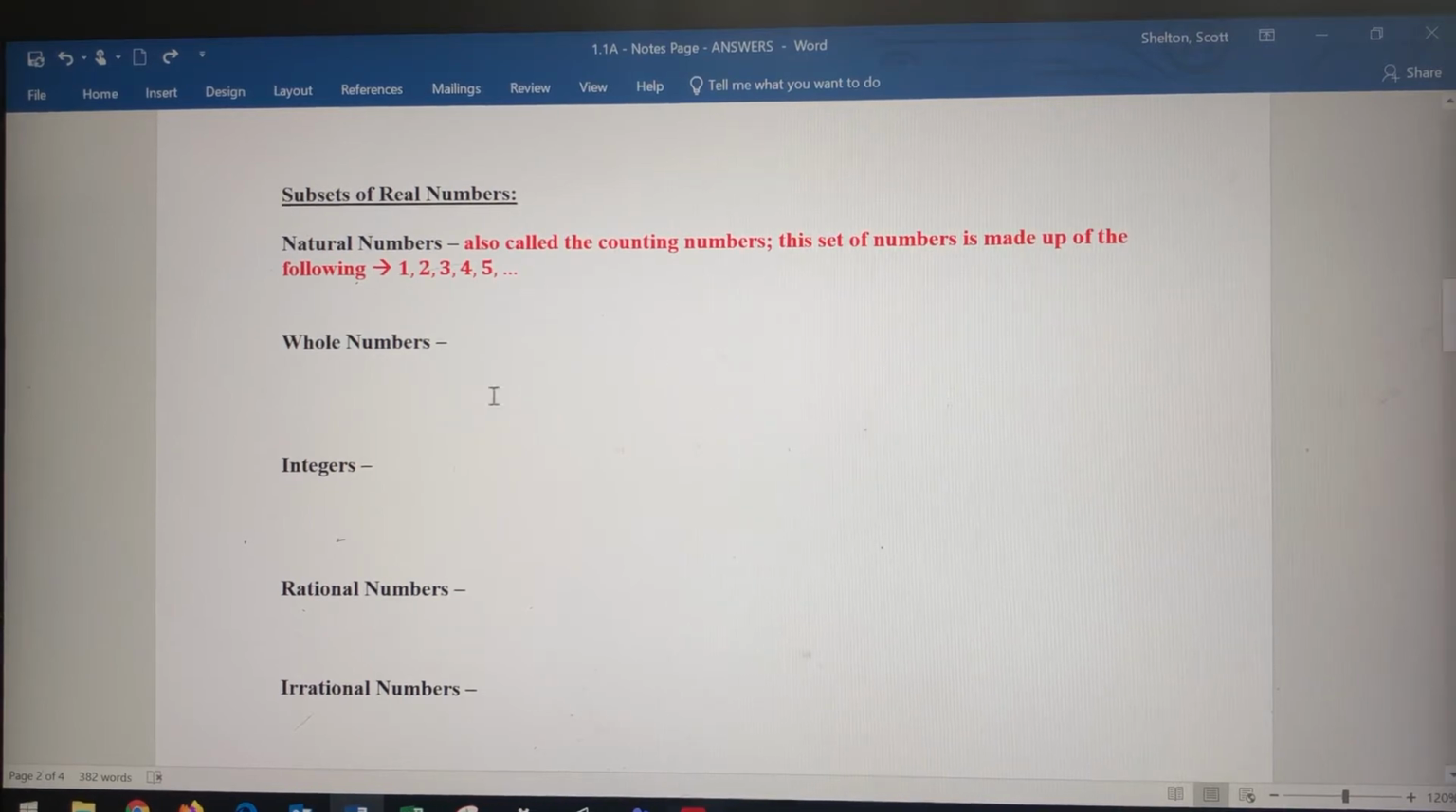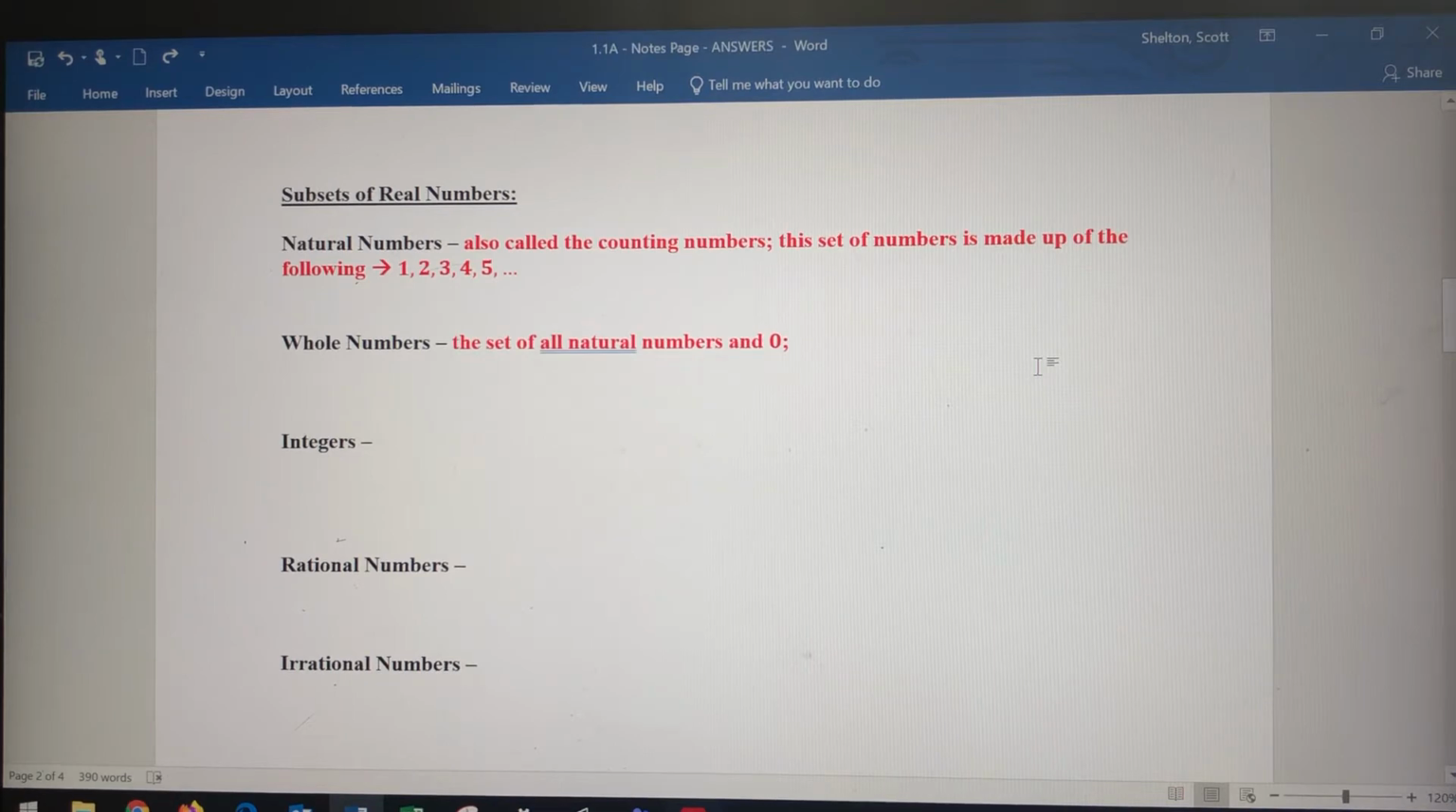Now, whole numbers is all the natural numbers and then 0, okay? So whole numbers are going to be all the natural numbers or the counting numbers with a 0 starting it off, okay? So this set of numbers is made up of starting with 0 and then going 1, 2, 3, 4 on to infinity, okay?